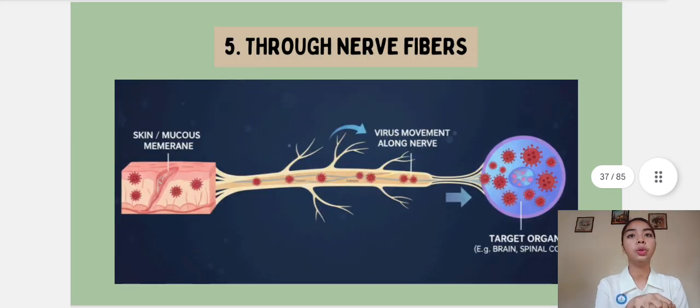Now, through nerve fibers. We have here an illustration. We have our skin and mucous membrane. We have cuts here on the skin, and the virus enters through them. It uses the nerve fiber and moves through it. The virus moves along the nerve fiber until it gets to its targeted organ.